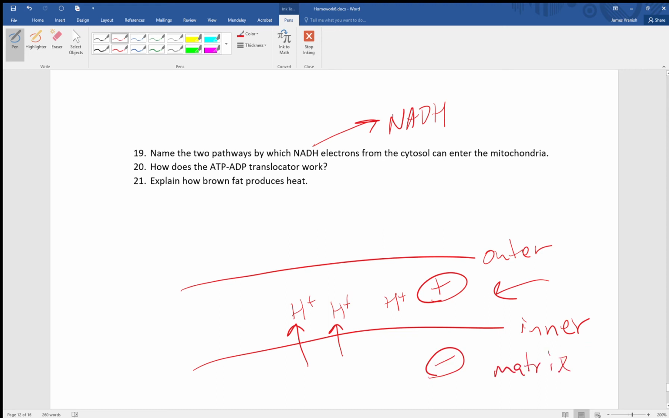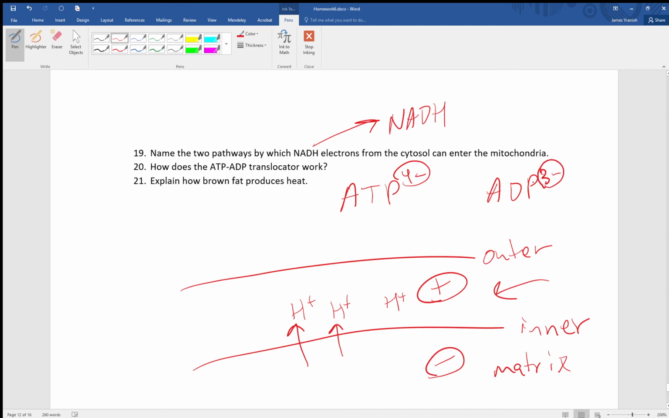All right, now because of this charge difference here, that charge difference is actually what drives the ATP-ADP translocator, because if we compare ATP and ADP, they have different numbers of phosphates on them. So ATP, having 3 phosphates, has a charge of approximately -4. ADP, since it's lacking one of the phosphates, only has a charge of -3.